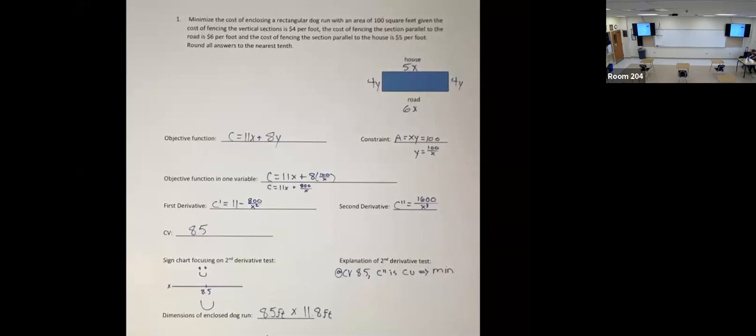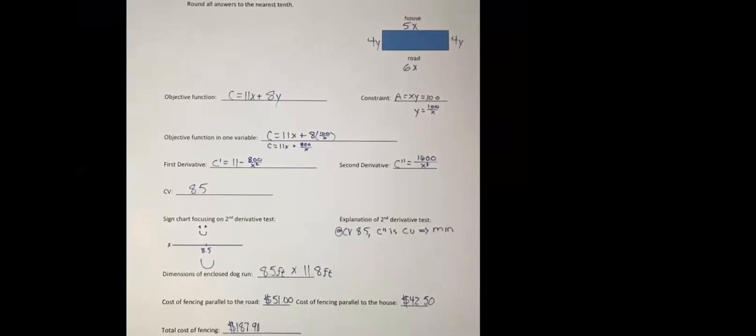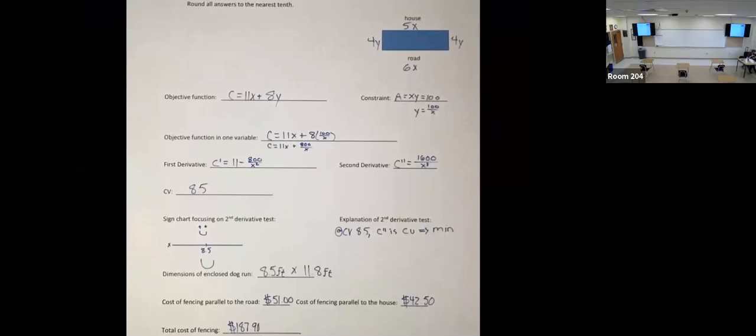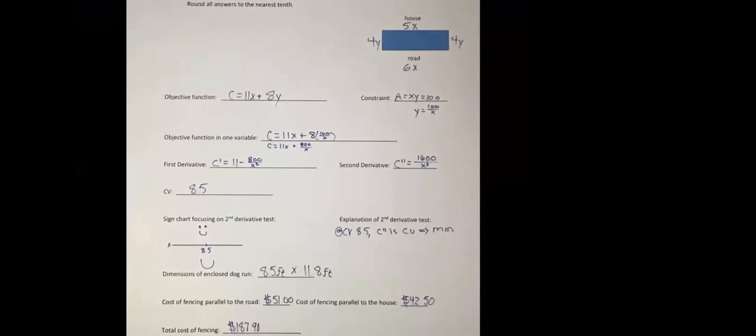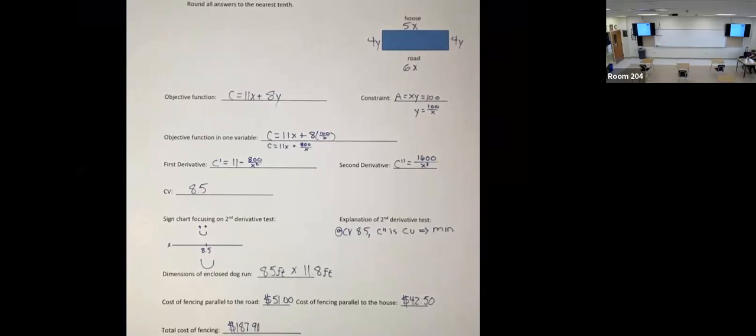Thank you, Mason. And see how it says 6x? So your x was the critical value. The fencing closest to the road is 6 times what? 11.8. Oh, that's the y. Oh, then 8.5. Yes, 6 times 8.5. That's exactly it. How about the fencing parallel to the house?